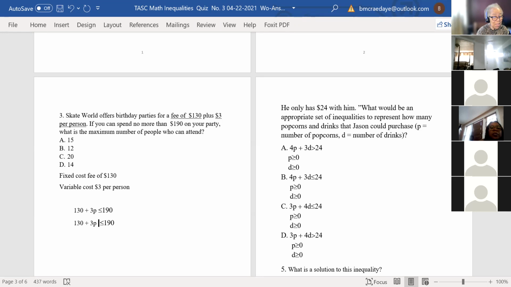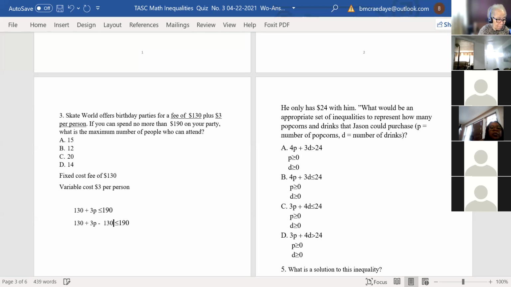Don't touch the 3P until you do your adding or subtraction. So what number do you see on the left that I want to get on the right? The 130. That's right. So what do I do with the 130? It's being added. What's the opposite of adding? Subtract. So what do I subtract then? You're going to subtract 130. So it's subtract 130 from both sides.